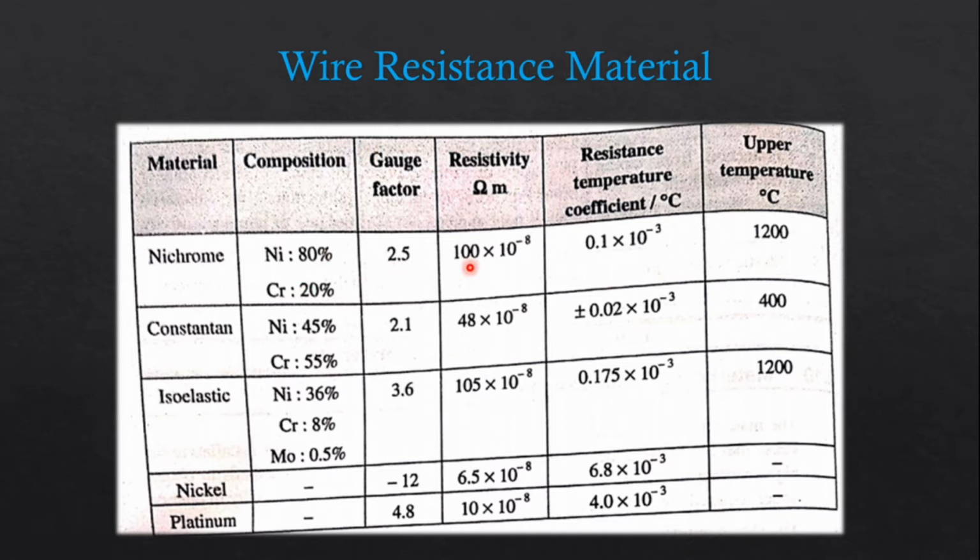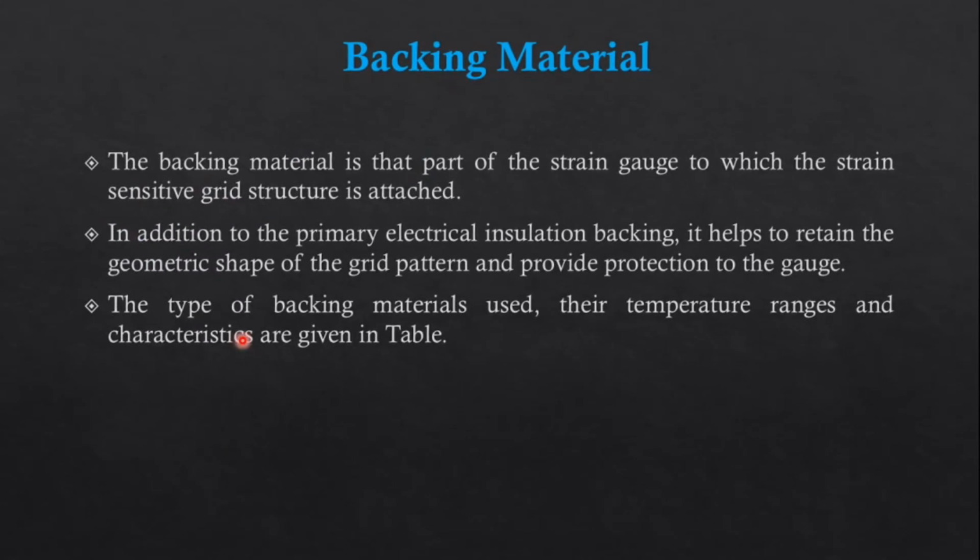Its resistivity in ohm per meter is 100 into 10 raised to minus 8, and then the temperature coefficient and upper limit temperature. Then after that, constantan, isoelastic, nickel and platinum. So these are different materials, for which different gauge factors are indicated, and resistivity also changes with respect to the material. Please note this down in your notes. Then after that we are going to see the backing material.